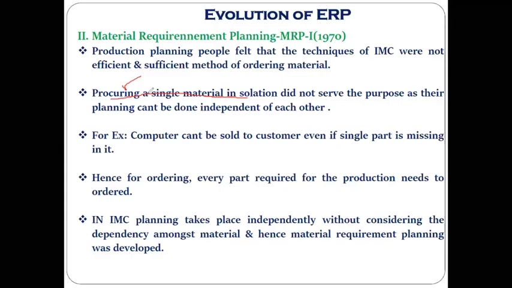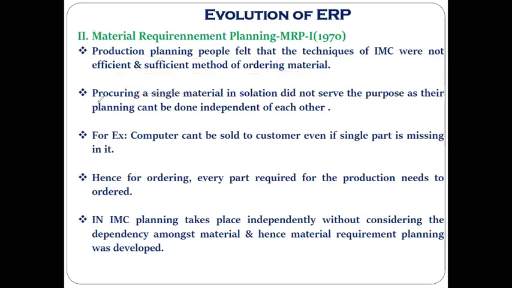And that is the reason there was a need for the second stage, that is material requirement planning. Understood. And because of the drawback of the IMC, the production planning department felt it was not an efficient and sufficient method. Understood why they failed? It is not an efficient and sufficient method for ordering material. Got the drawback of the IMC?